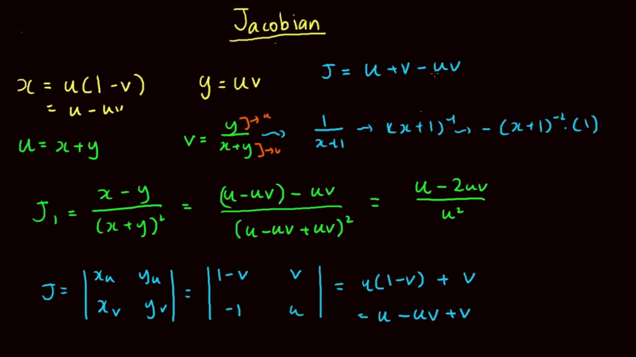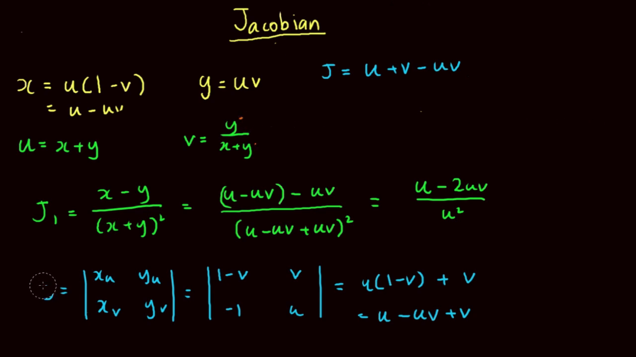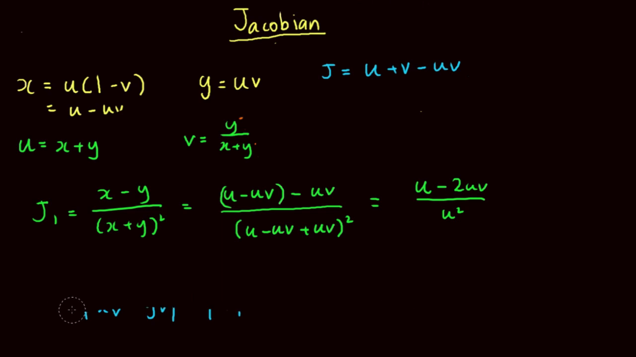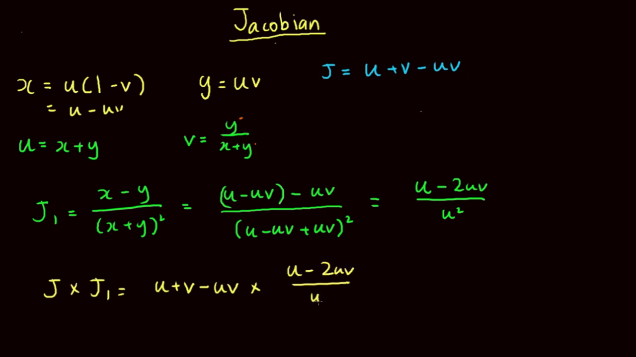Okay, and I'm going to erase this. This is a bit distracting, by the way. Leave it as it is, and then we multiply these two together. Let's see if we get the results or not. I'm going to stick to yellow. So J times J inverse should be u plus v minus uv times u minus 2uv over u squared.